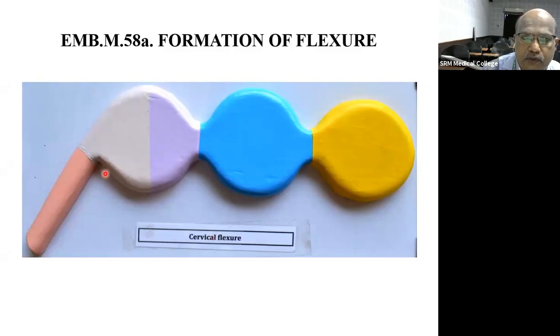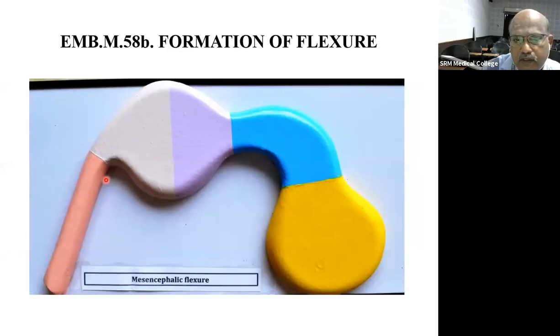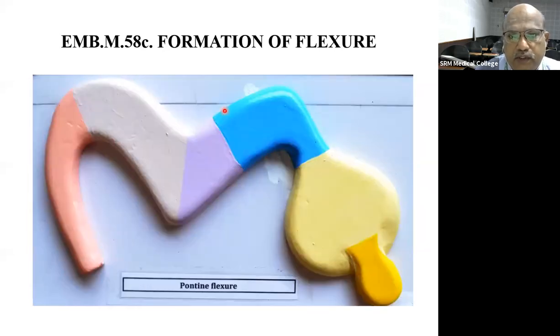So the first flexure to be formed is the cervical flexure, at the junction of the rhombencephalon and the spinal cord. That is the first one to be formed. The next one to be formed is in the mesencephalon, that is the mesencephalic flexure. The next one formed is the pontine flexure. The last one is the telencephalic flexure.